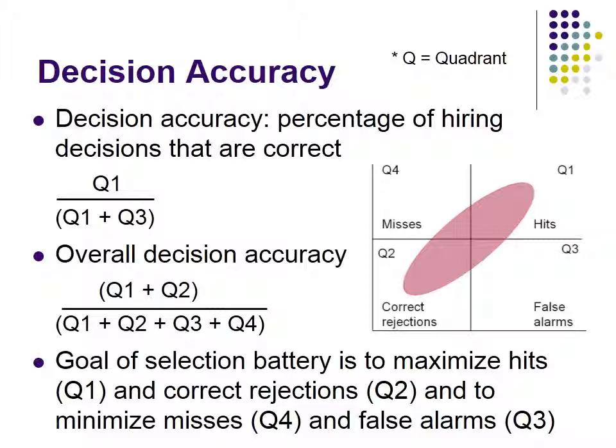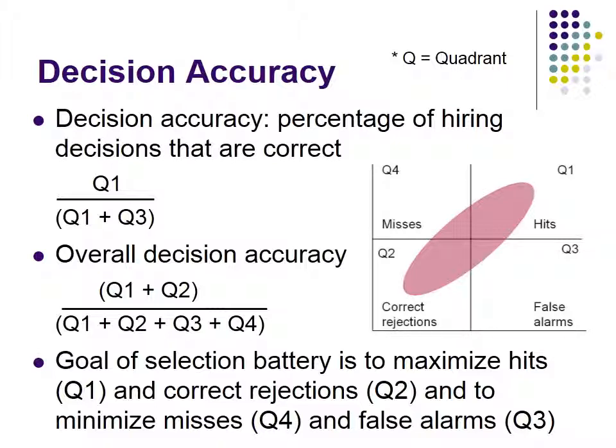Overall decision accuracy is Q1 and Q2, the correct rejections and the correct successful hits. So basically Q1 and Q2, hits and rejections, divided again by the total. And a lot of times we won't have access to this number. The only way you can get this number accurately is if you give a selection technique to everyone and then hire everyone and track all of their performance.